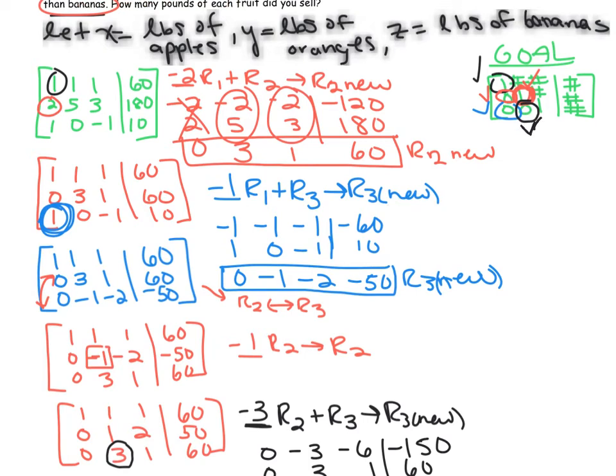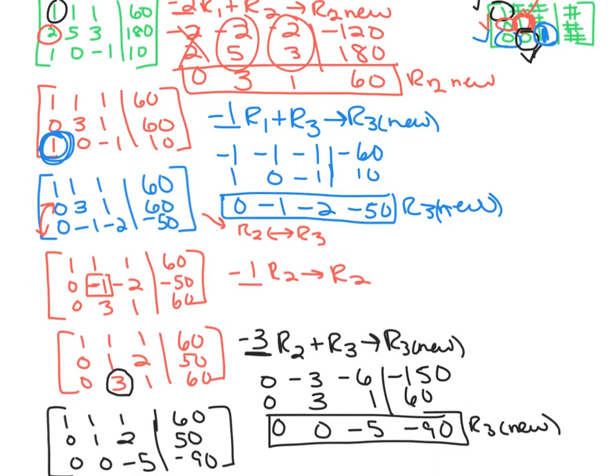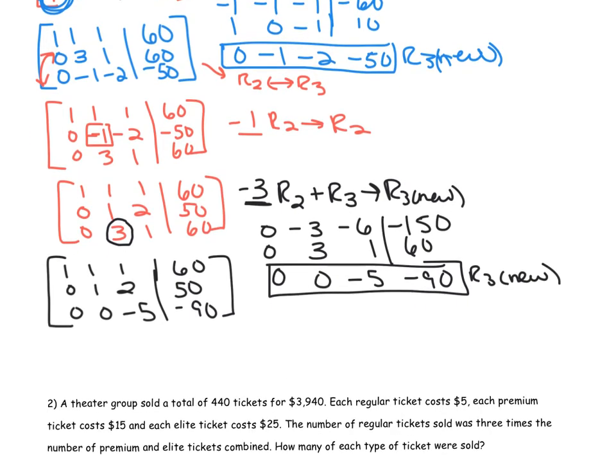And now the last thing we need to do is to change this into a 1. We need to change that element to a 1. So the way we're going to change this element into a 1 is if we just multiply the third row by -1/5. Okay, so if I multiply the third row by -1/5, I'll get my new third row. And this -5 will become a 1.